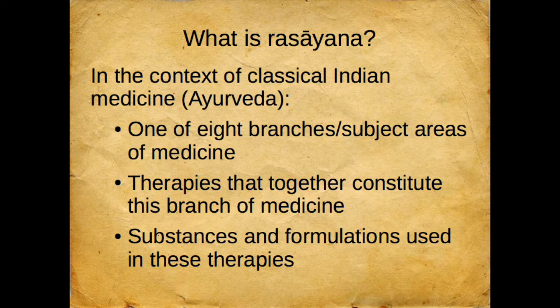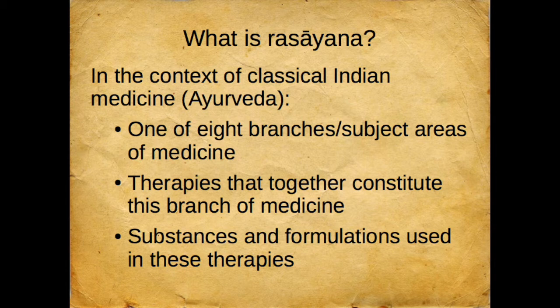I'll be talking about Rasāyana mostly in medical literature, so Sanskrit medical literature, and a little bit about alchemical literature. When found in Sanskrit medical literature, the term first of all describes one of 8 branches or subject areas of classical Indian medicine, also known as Ayurveda. The oldest Sanskrit medical treatises define medicine as consisting of 8 parts, and Rasāyana is one of these 8 parts.